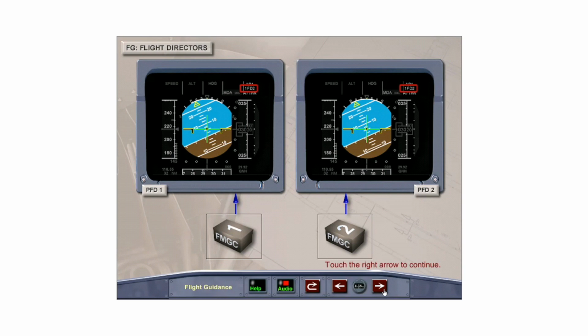When operating normally, Flight Director 1, which is controlled by FMGC1, is displayed on PFD1. Flight Director 2, which is controlled by FMGC2, is displayed on PFD2. The legend, 1FD2, being displayed on the FMA of PFD1 and PFD2, confirms normal operation.